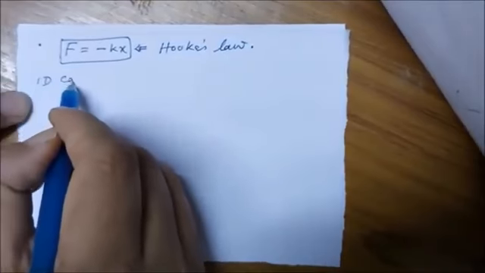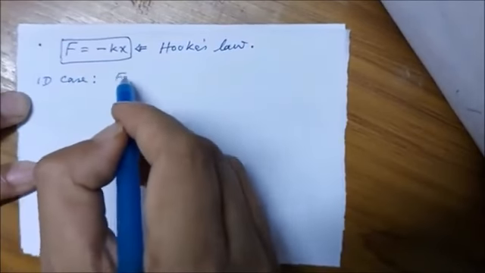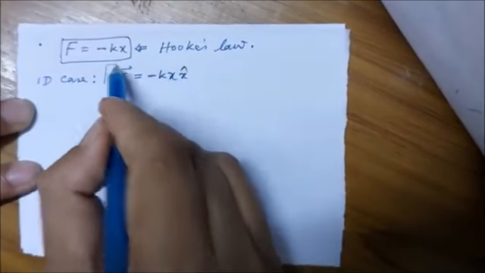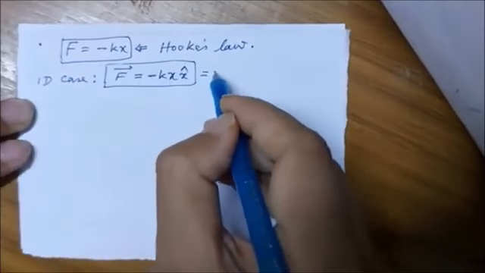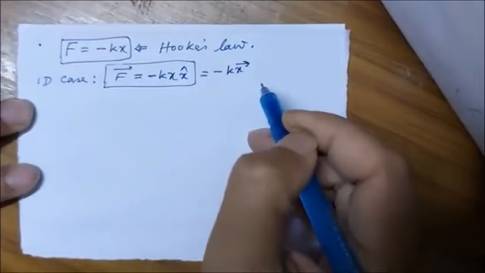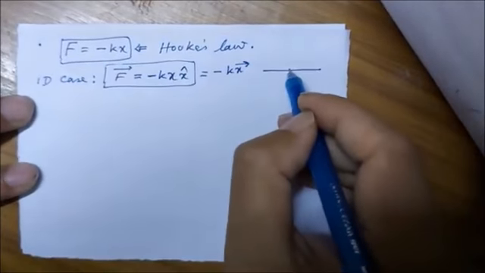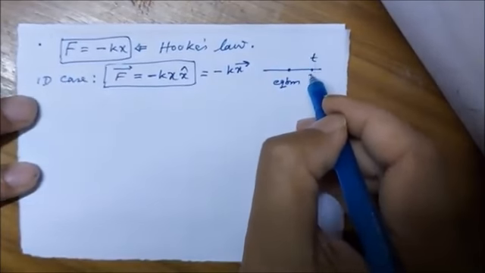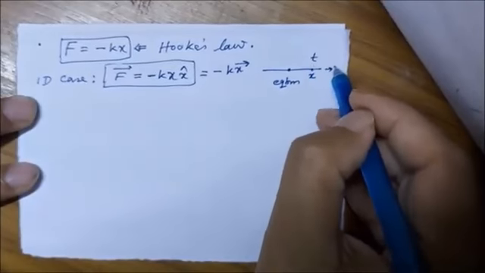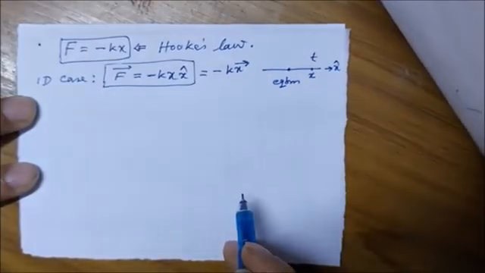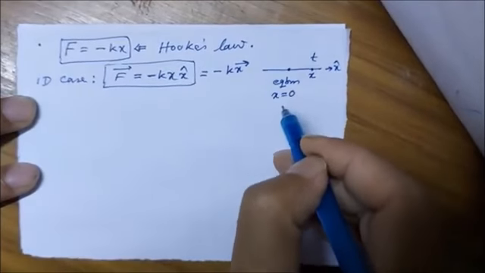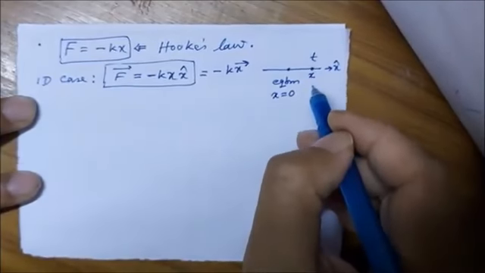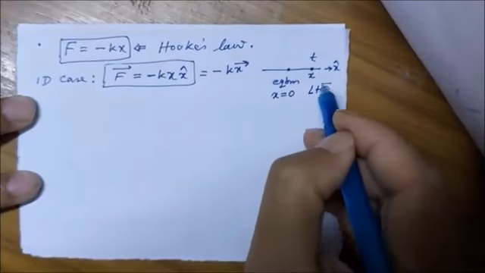For the 1D case, attaching the vector sign, because force is a vector, we can write it in this way. And this is the equilibrium position. This is the instantaneous position of the particle x at time t, and this is x hat. This equilibrium position is taken as the origin, and this particle is a linear harmonic oscillator, so it is written as LHO.